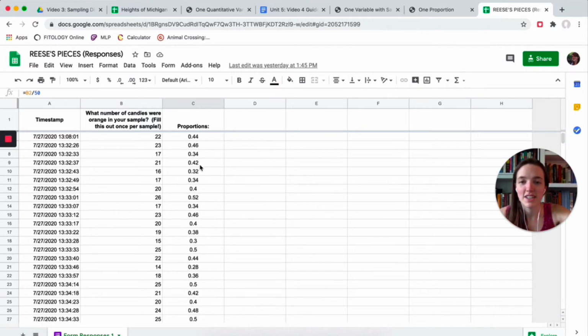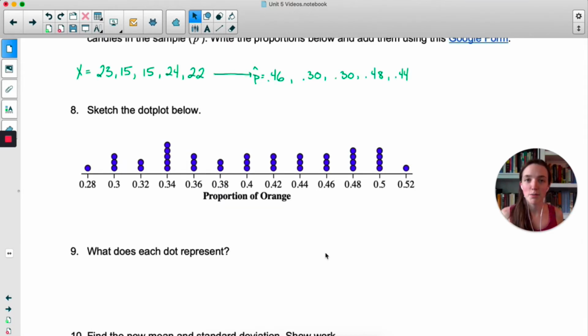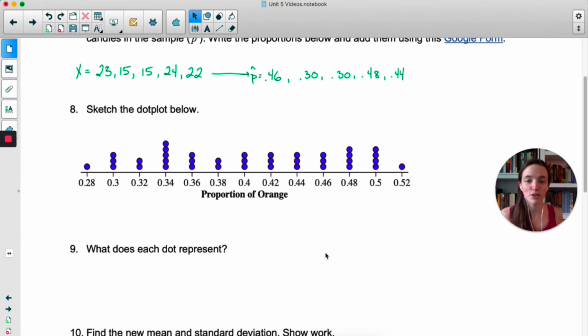So now let's take this column of proportions, don't do the zeros, obviously, and put that into Statplet and see what that dot plot looks like. Pause the video to do the dot plot and then do 8 and 9 and then hit play. Okay, at the time of filming, this is what my dot plot looked like. You will notice it's the exact same dot plot as before.